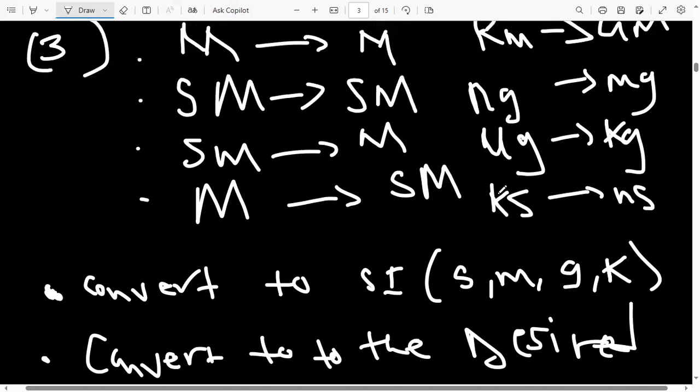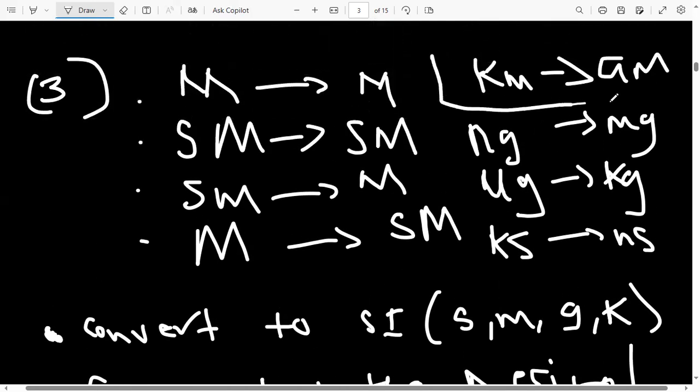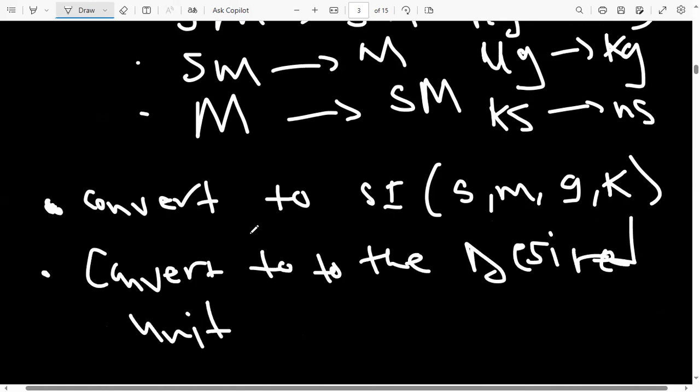So what does it mean? If, for example, I am on this first one and I want to convert from kilometers to gigameters, what am I going to do? I'm first going to convert this kilometer to meters, and the second part is converting those meters to gigameters. You get? So that's what it means. If you want to convert directly from kilometers to gigameters, you can make mistakes, so I discourage students from using that method. I want them to use this one: first, you convert to the SI unit, and then you convert from that SI unit to the desired unit.